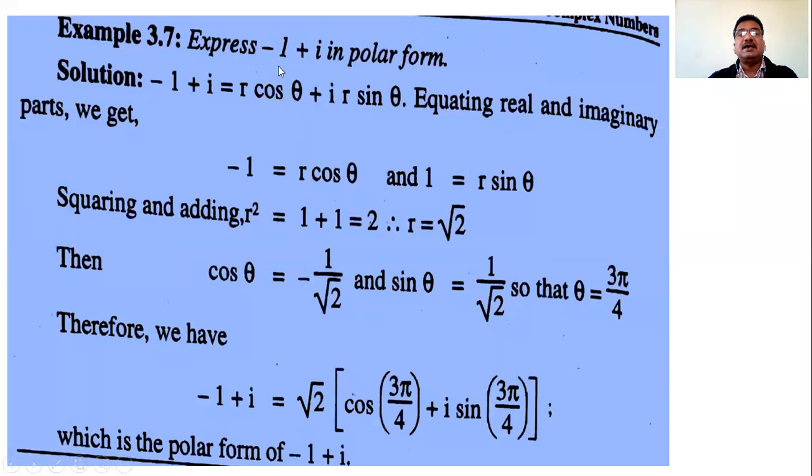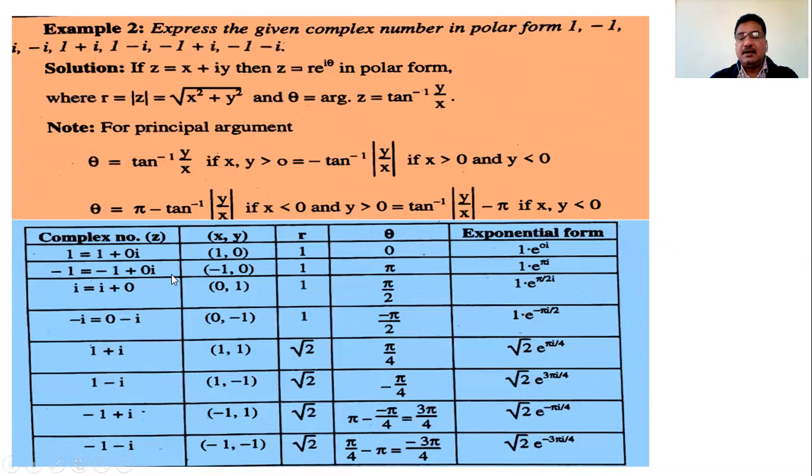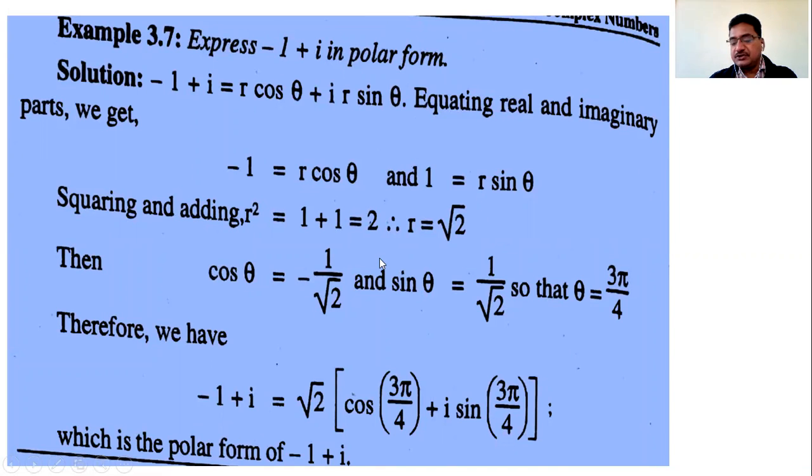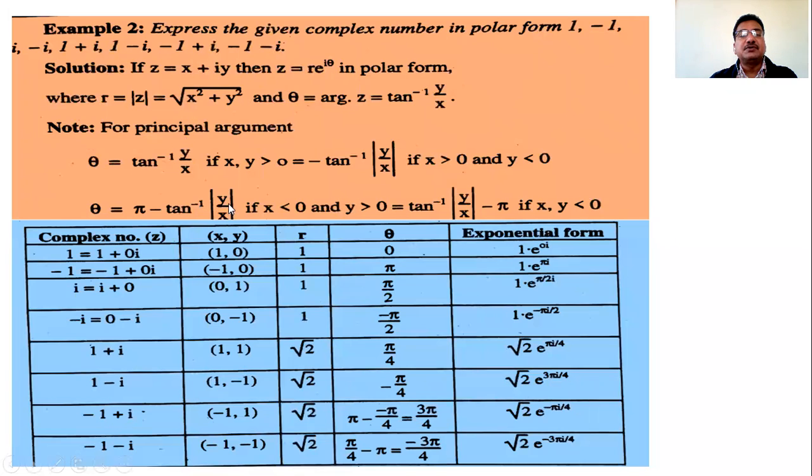So here is the question: express minus 1 plus i in polar form. Use the formula for the modulus, r is root of x square plus y square, where x is minus 1, y is plus 1. Don't use the method with cos theta and sin theta. Just write theta equal to, what is theta? X is negative, y is positive. So use this formula. X is negative, theta is equal to pi minus tan inverse y by x.